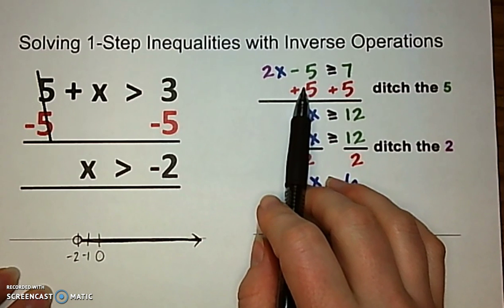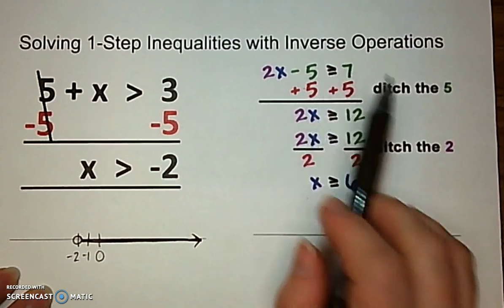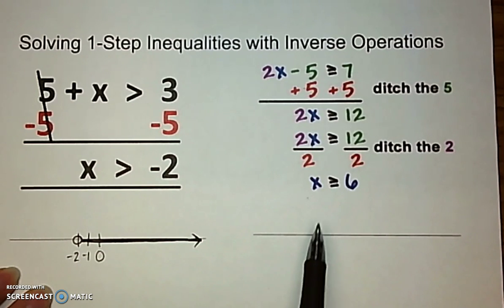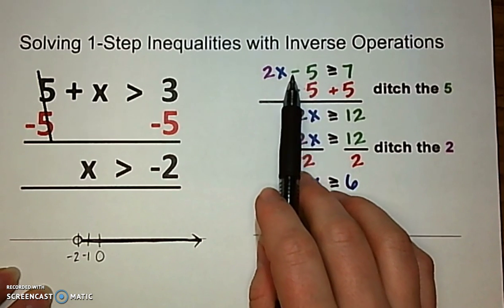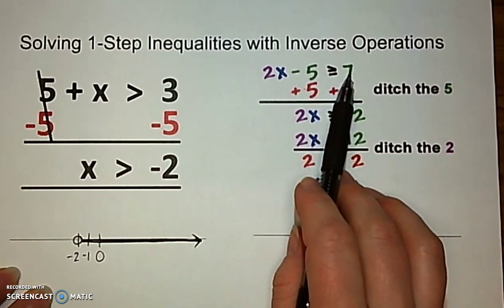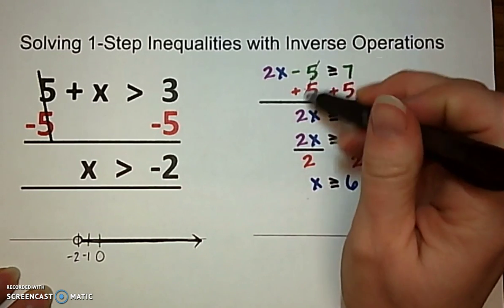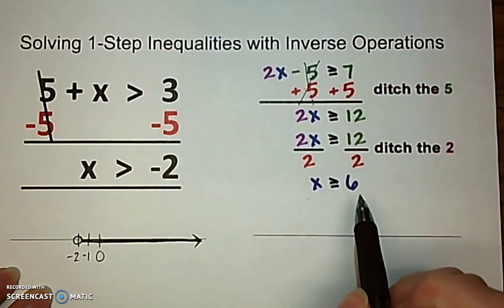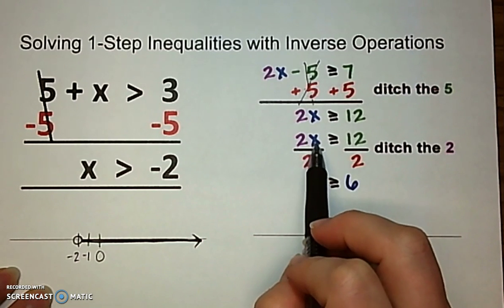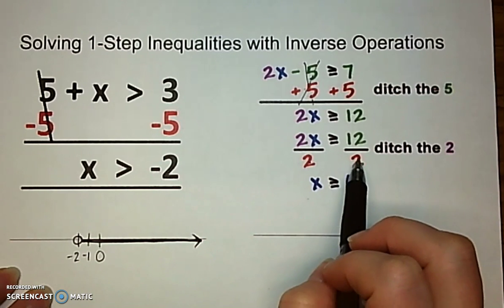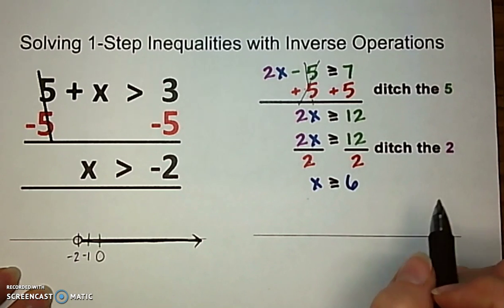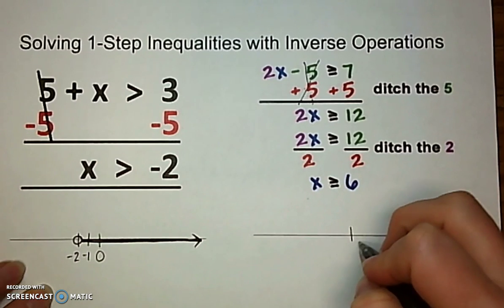Over here, I've got my 2-step, and once again, I treat this like an equal sign until I get to the bottom and I need to graph it. So I had 2x minus 5 is greater than or equal to 7. So I add 5 to both sides. Those cancel out. I get 2x is greater than or equal to 12. 2x divided by 2 on both sides gives me x is greater than or equal to 6.